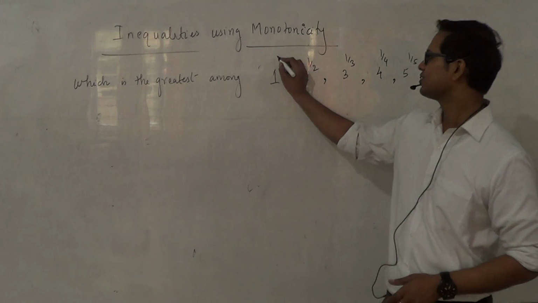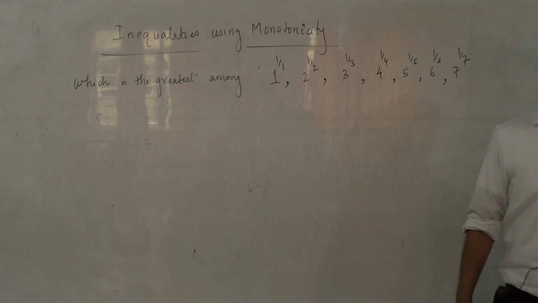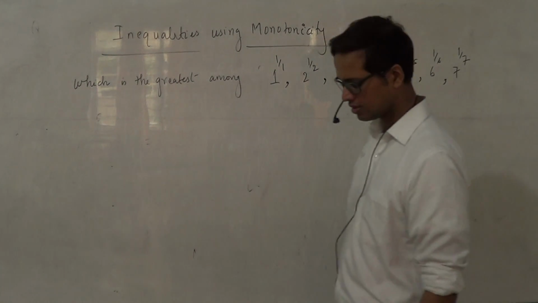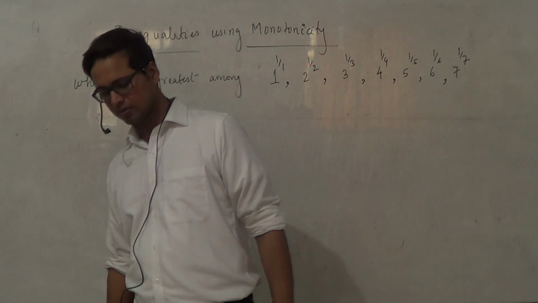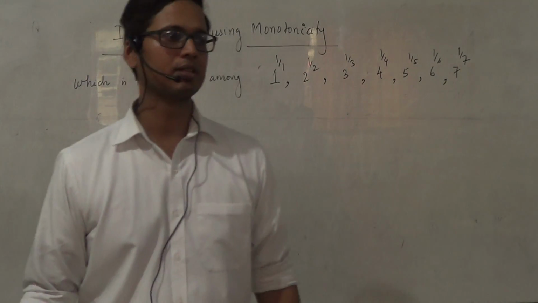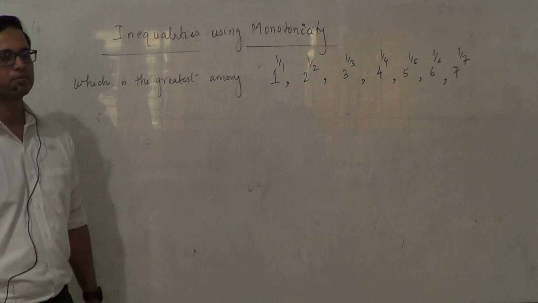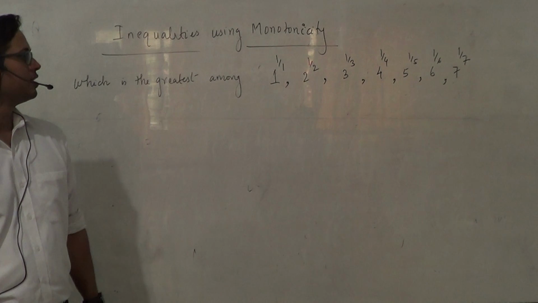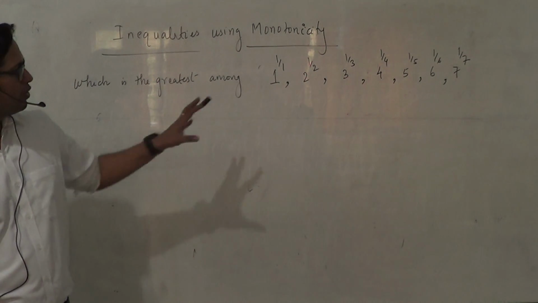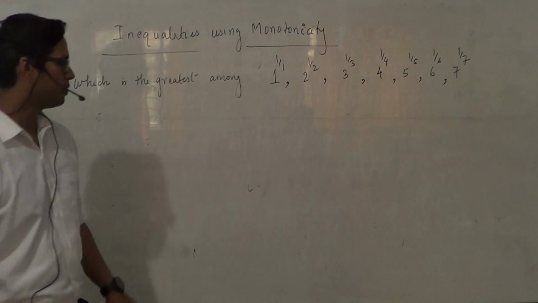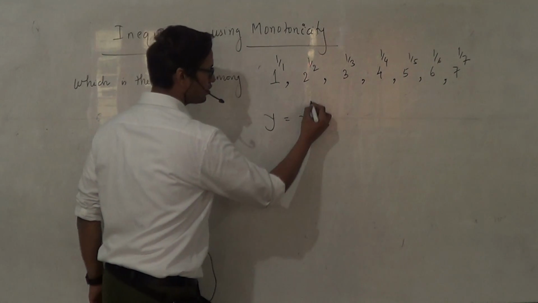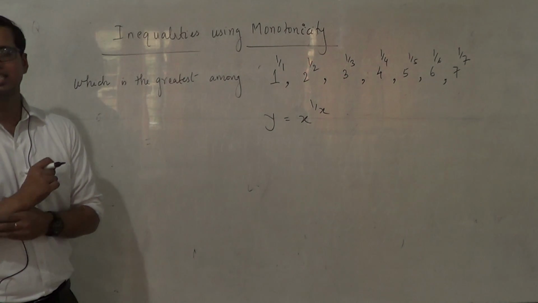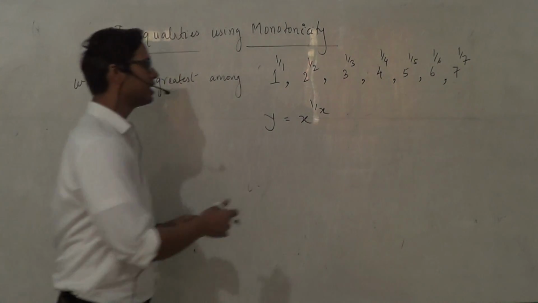You can treat this one as 1 to the power 1 by 1, just for the sake of making a pattern. Can you formulate a function looking at the pattern? x to the power 1 by x. Okay, so let's have a function like x to the power 1 by x. Now if I ask you, when is this function increasing, when is this function decreasing? Assuming that your x is always positive.